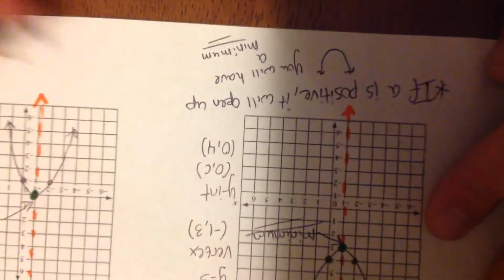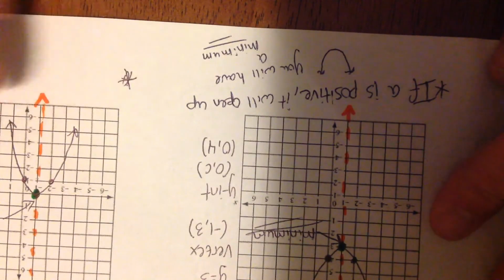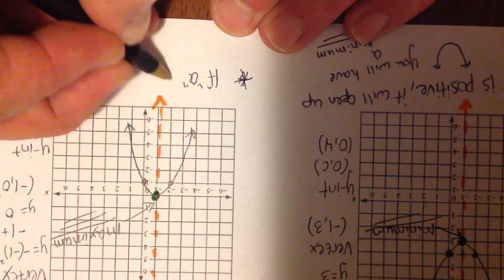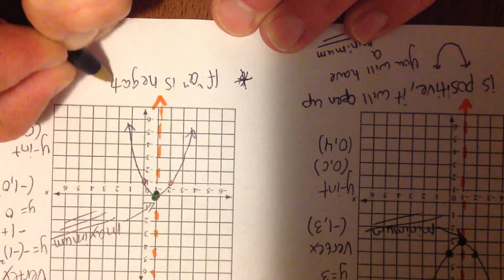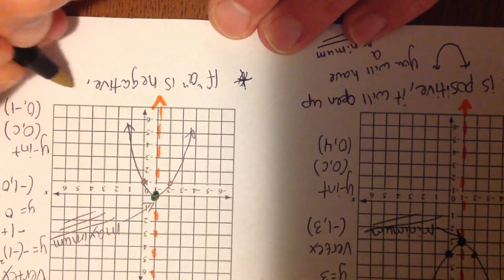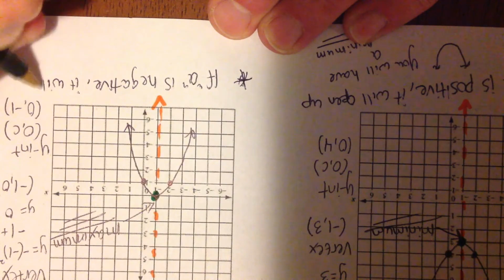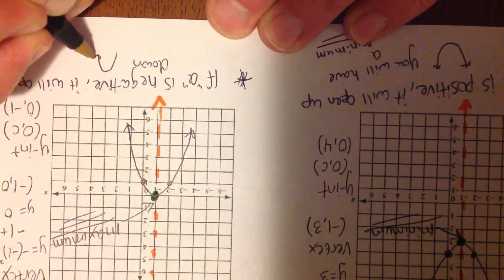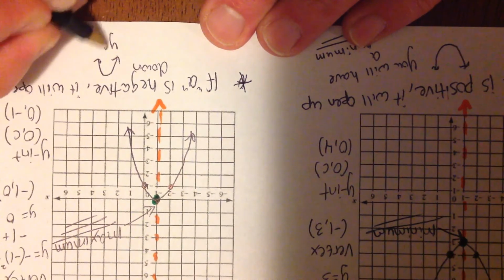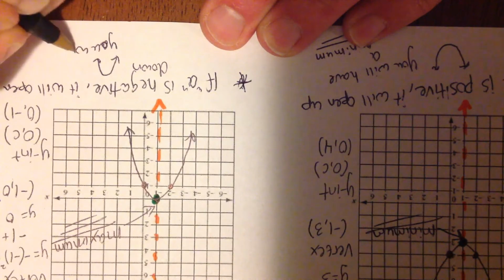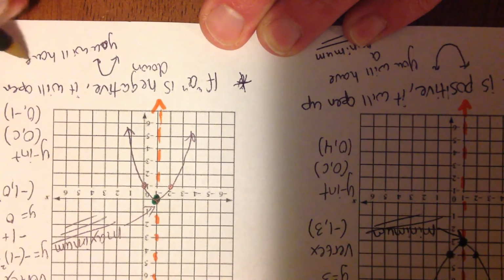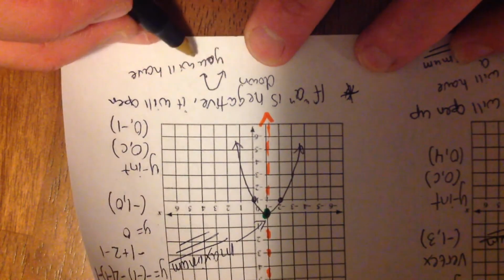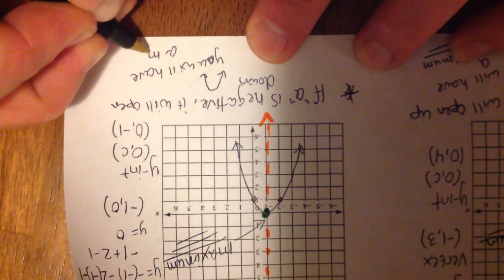And the opposite is true over here. If your A value is negative, your graph will open down, like this. And you will have a maximum. Don't mind my messy handwriting. If A is negative, it will open down, and you will have a maximum.